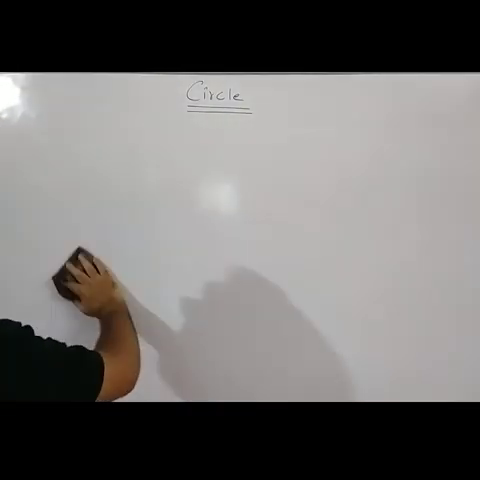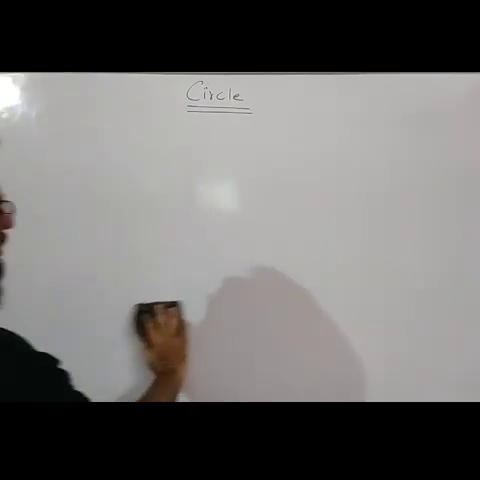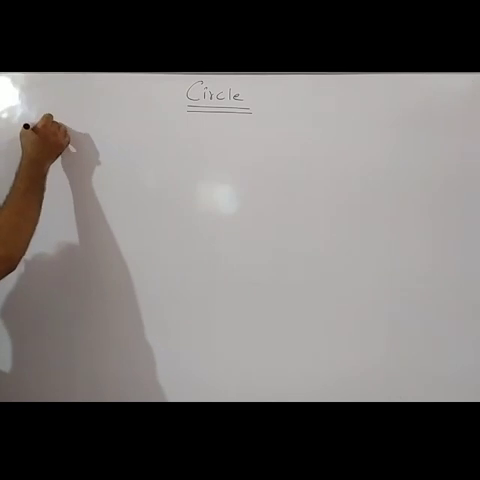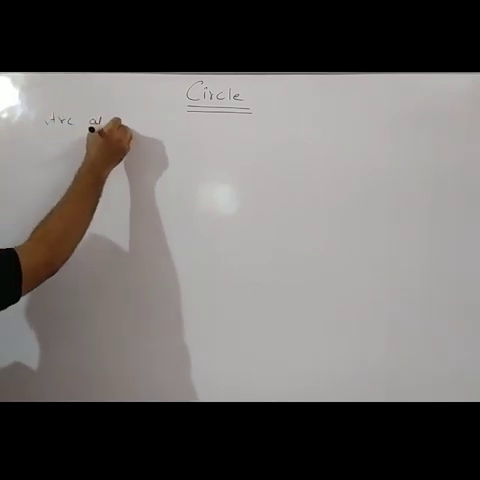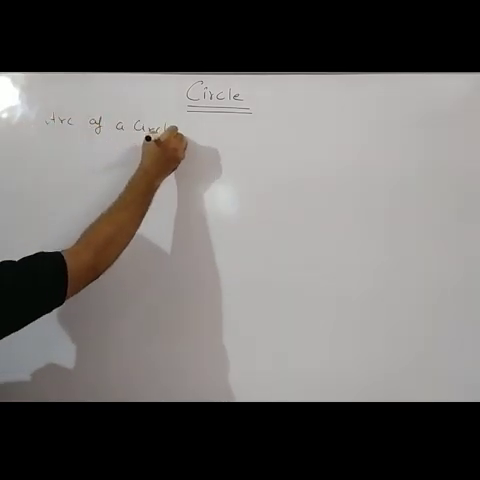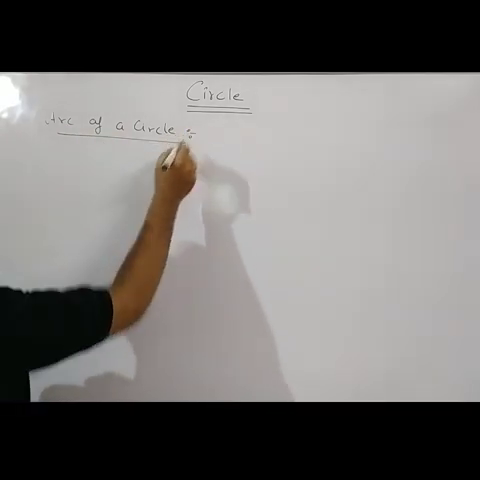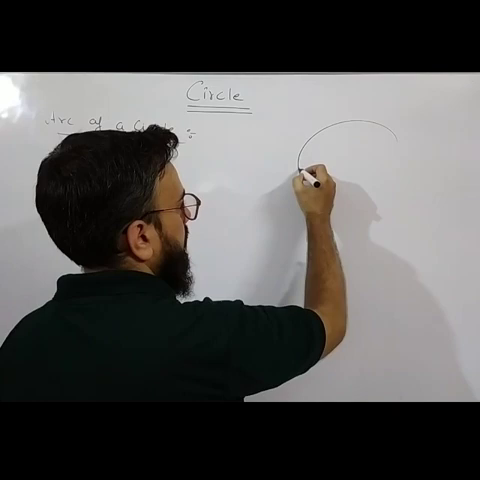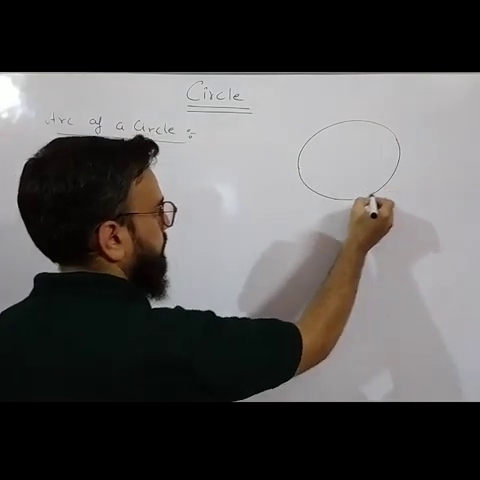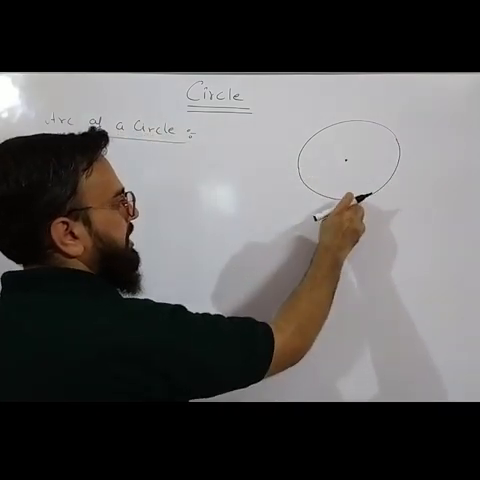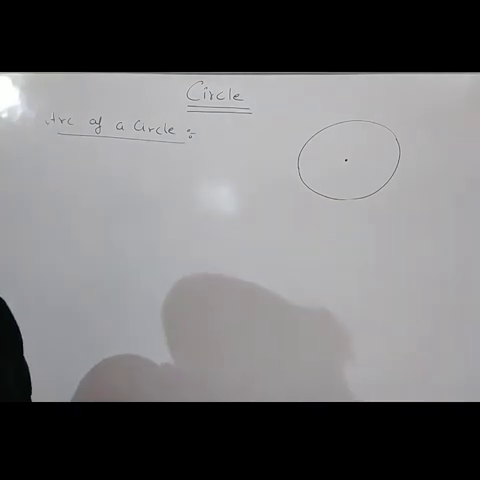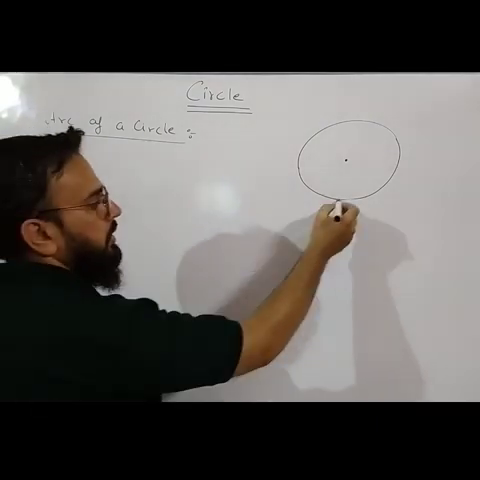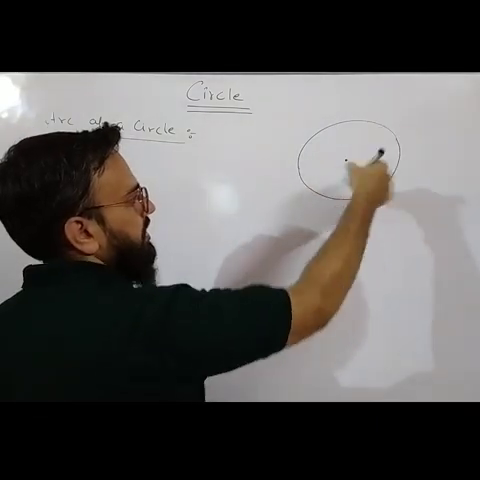So we have discussed circumference, then circle constant, chord, secant and tangent. Now the next term is arc of a circle. So what is the meaning of arc? We have given a circle. Any part of the circle is called arc. Suppose this is our complete circle.